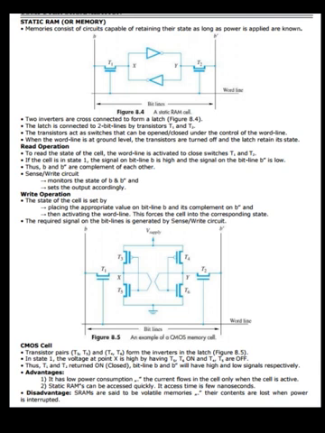Write operation. The state of the cell is set by placing the appropriate value on bit line B and its complement on B', and then activating the word line. This forces the cell into the corresponding state. The required signal on the bit lines is generated by the sense or write circuit.